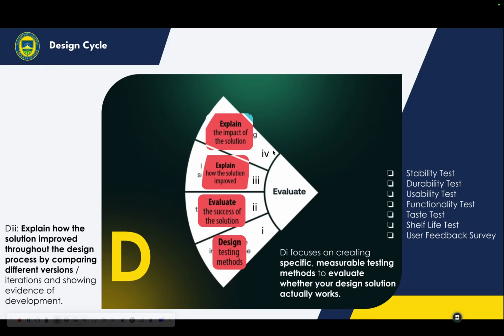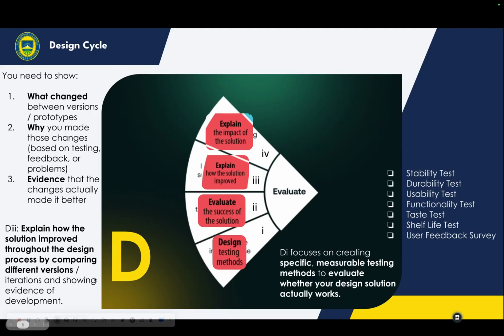For criteria D3, explain how the solution improved throughout the design process by comparing different versions. So maybe your first version was this, but then you improved it by tweaking it or changing it. Maybe you got some feedback. Maybe your teacher came up to you and suggested something for your second version, right? And then you have to show the evidence of development. That's what it's all about.